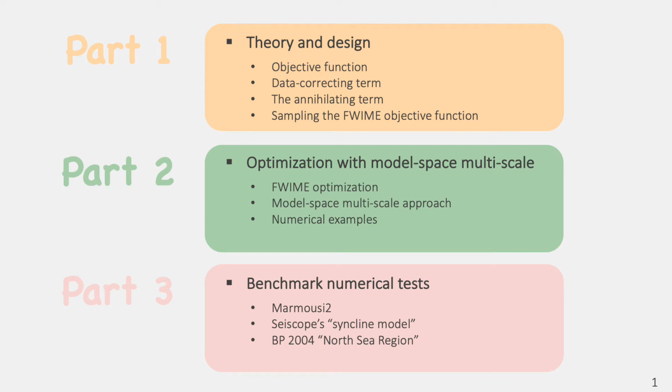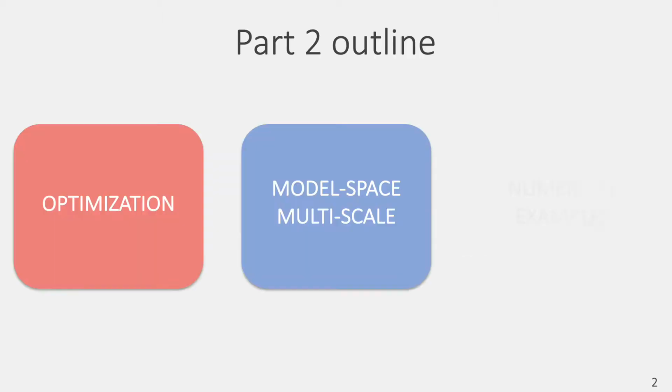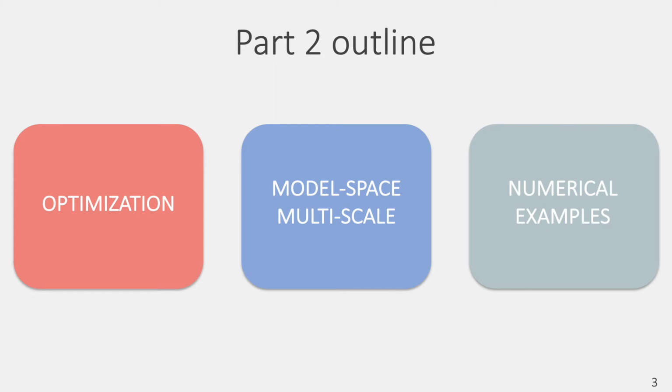Coming back to our main storyline, we're still in part 2 called Optimization with Model Space Multiscale. We've learned about the FWIME optimization scheme, we've shown you how our model space multiscale approach is necessary for the success of FWIME, and now we're going to revisit the numerical examples where we previously failed, and we will show you that we can now recover accurate solutions.